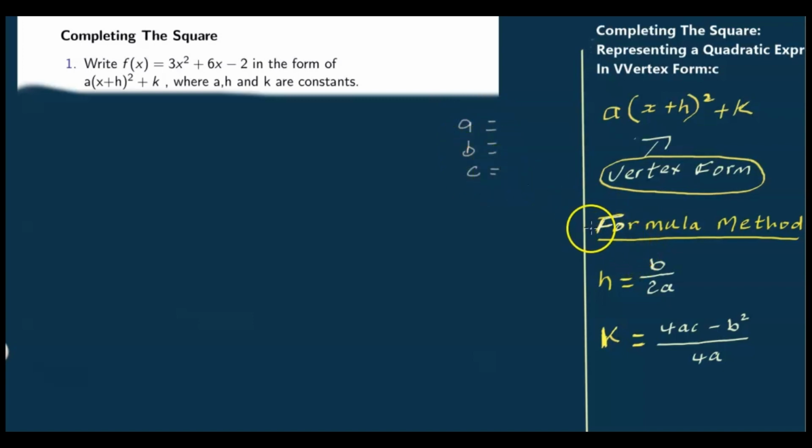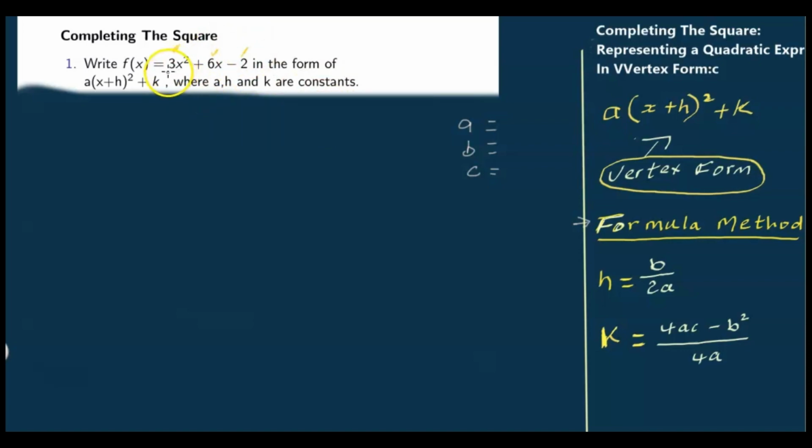Remember, in this question we are using the formula method for solving this particular question, because apart from the formula method, there are other methods that one can use to solve this, but we are using the formula method, and these are the formulas that we're going to employ. So the first step is to identify our A term, our B term, and our C value.